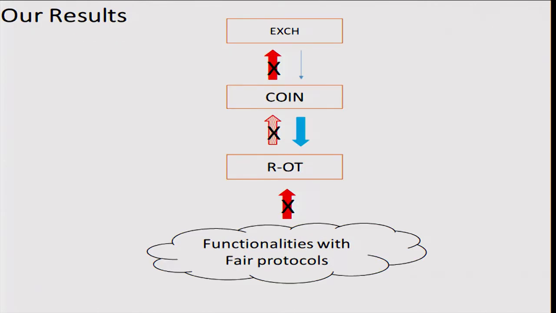Coming back to our results, let us spend some time on this one. We are going to show that given access to a coin functionality, one cannot obtain a fair protocol for exchange. For our purposes, it does not matter whether we consider the exchange functionality or the XOR functionality. But even before that, let us see how Cleve's proof works.